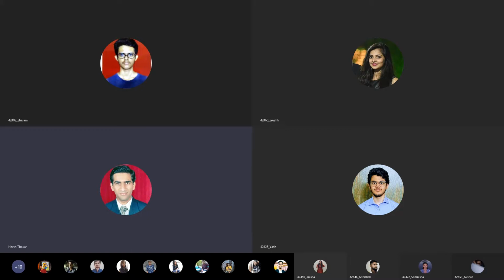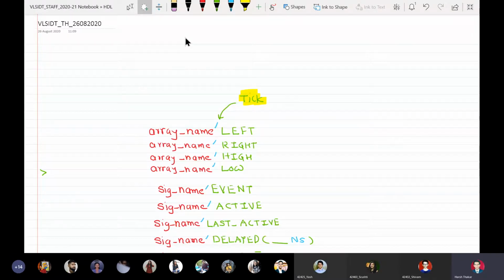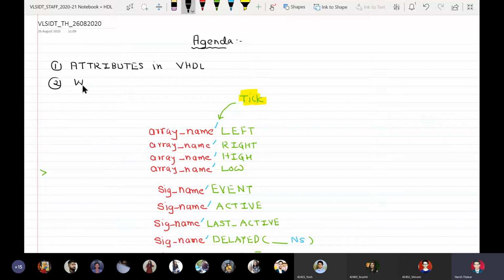So good morning. The agenda for the day is something like this. Attributes in VHDL.